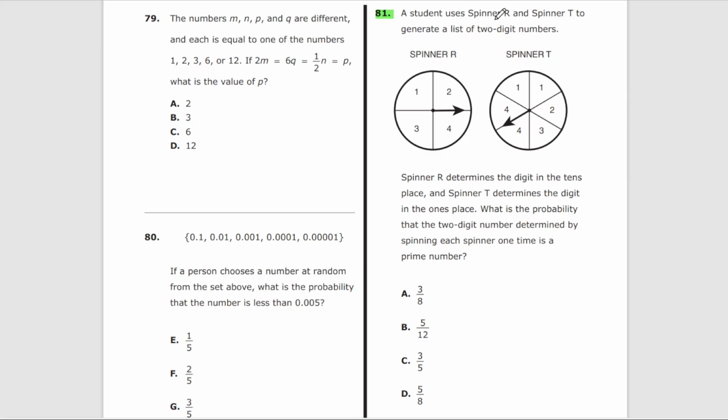A student uses spinner R and spinner T to generate a list of 2-digit numbers. Spinner R determines the digit in the tens, and spinner T determines the digit in the ones place. So this is the tens, this is the ones. What is the probability that the 2-digit number determined by spinning each spinner one time is a prime number? So we have to list the entire list of combinations.